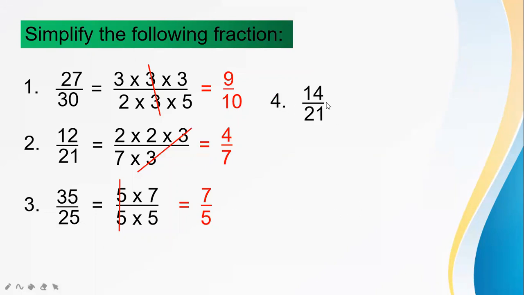Next, number 4, we have 14 over 21. Factors of 14, we have 2 times 7. Factors of 21, we have 3 times 7. Then you cancel the common factor, and the remaining factor we have is 2 over 3. So this will be the simplified form. 2 over 3 is the answer, and 2 over 3 is the simplified form of 14 over 21.